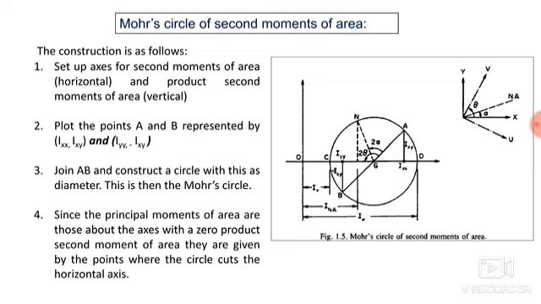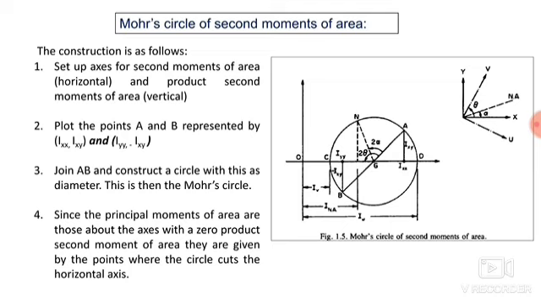For that we need to construct the Mohr circle by following these steps. First of all we need to set up the axis for second moment of area horizontally and product second moment of area vertically. We need to plot the points A and B represented by IXX, IXY and IYY, IXY. After that we need to join AB and construct a circle with this as diameter. This is then the Mohr circle.